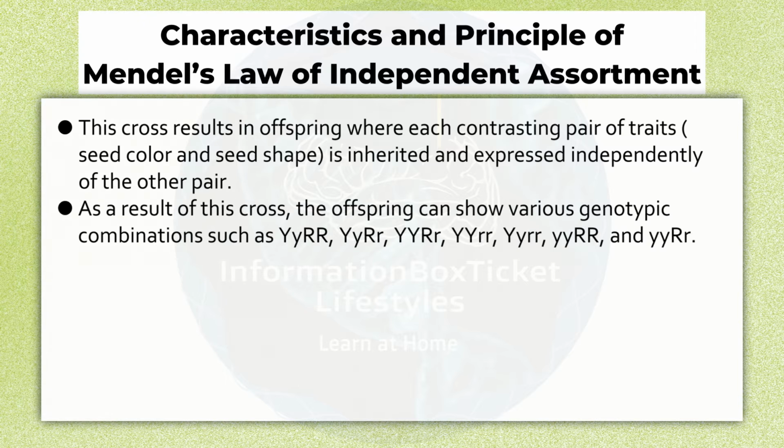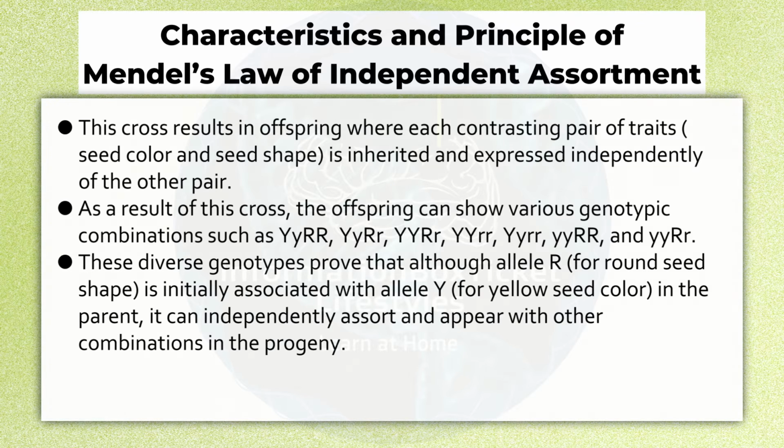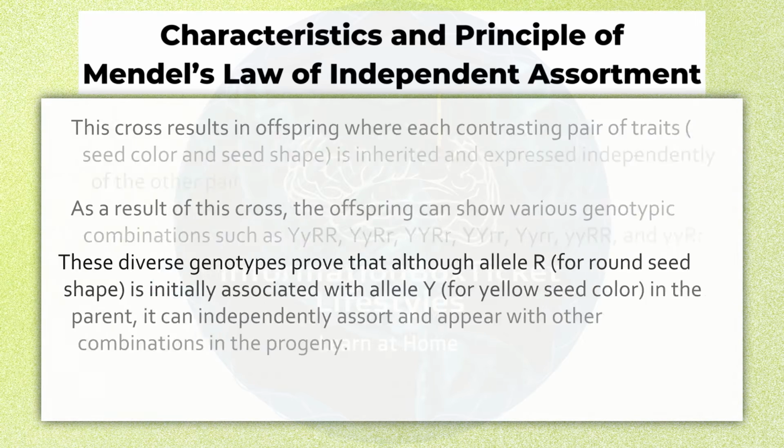As a result of this cross, the offspring can show various genotypic combinations, such as YyRR, YYRr, YyRr, and others. These diverse genotypes prove that although allele R, for round seed shape, is initially associated with allele Y, for yellow seed color, in the parent, it can independently assort and appear with other combinations in the progeny.